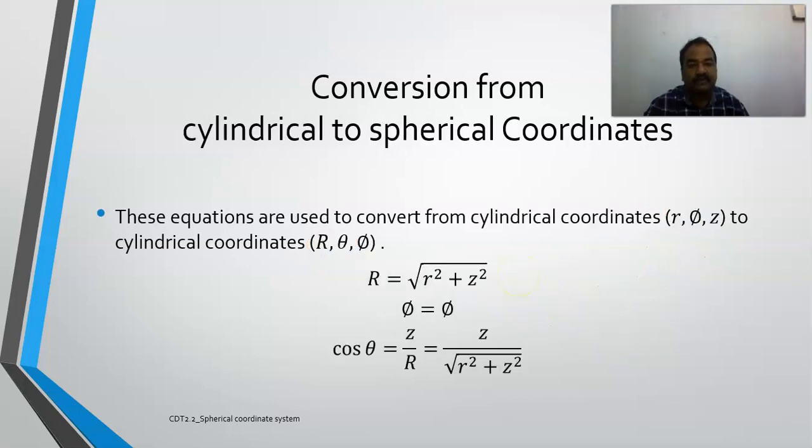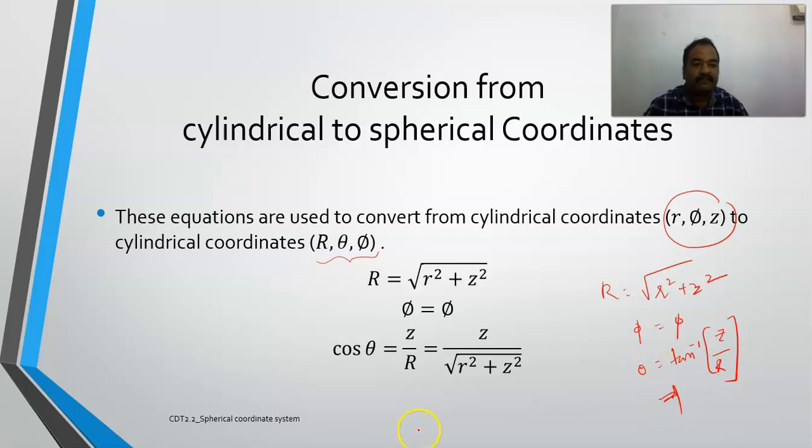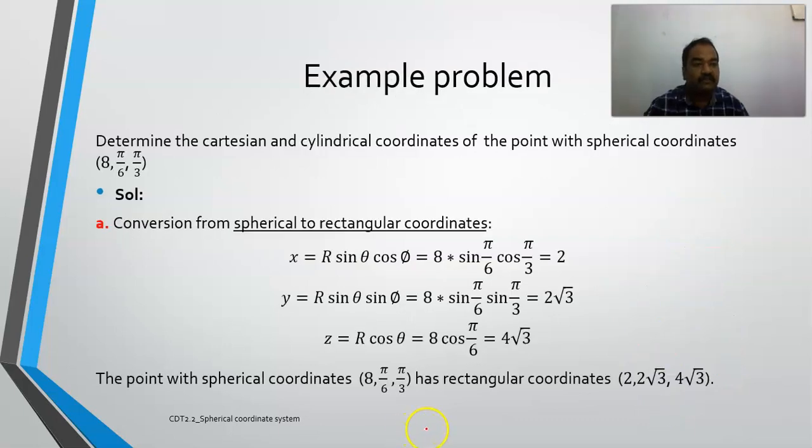Similarly, whenever you have been given cylindrical coordinates, you need to convert them into spherical coordinates. What I will be doing is capital R is equal to the square root of R squared plus Z squared. Phi remains the same, whereas theta, once I compute capital R, I'll go with tan inverse of R by Z. Okay, so this is the simple formula which I'll be using.